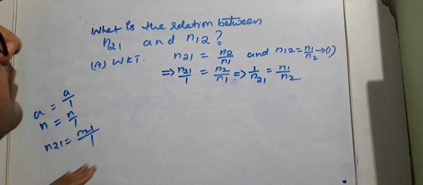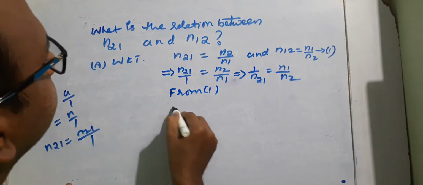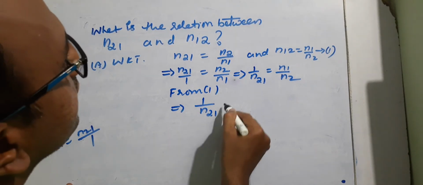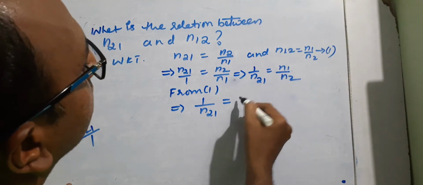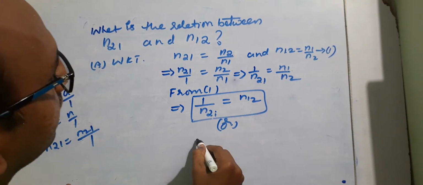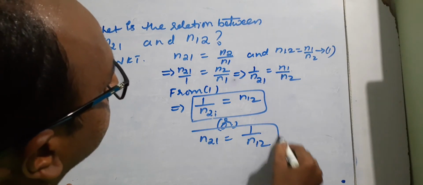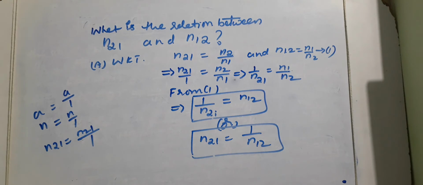And then the right side will be reversed from equation 1. So from equation 1, n1 by n2, 1 by n21 is equal to n12, or n21 is equal to 1 by n12. This is the relation between the relative refractive index of first medium with respect to second medium and the relative refractive index of second medium with respect to first medium. So 1 by n21 is equal to n12, and 1 by n12 is equal to n21, children.